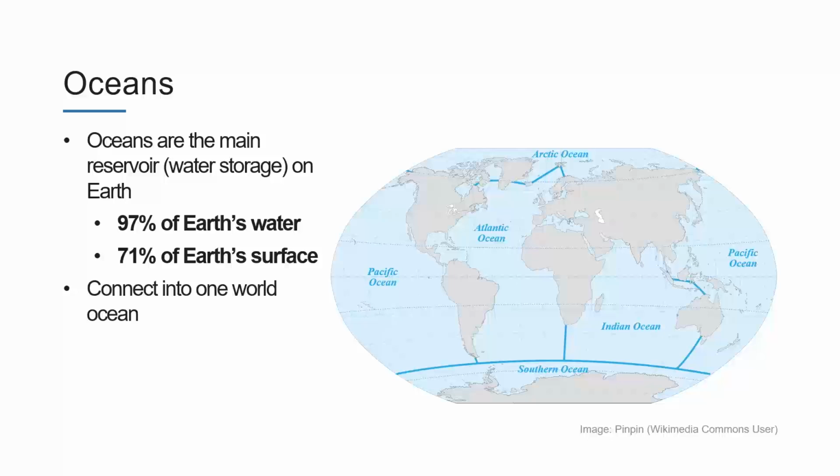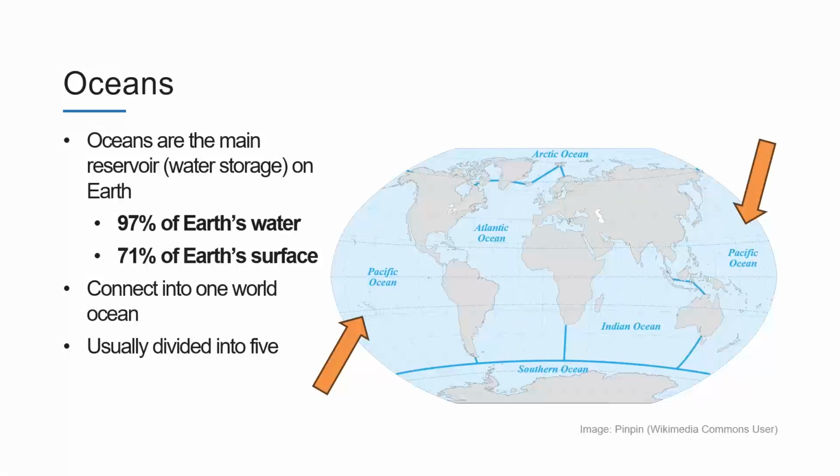They're all connected into one world ocean, exchanging water between them, but usually we humans divide it into 5 regions. In the Bay Area, we'll be familiar with the Pacific Ocean, but it also wraps around to the other side of this map, touching Asia. On the east coast of the US, we have the Atlantic Ocean, and then here's the Indian Ocean. At the North Pole is the Arctic Ocean, and surrounding Antarctica in the south is the Southern Ocean.